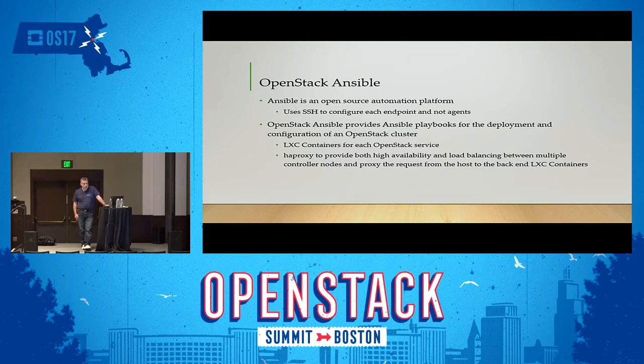OpenStack Ansible provides Ansible playbooks for the deployment and configuration of OpenStack. You don't have to do it this way, but with the default settings, I think it creates LXC containers for every service. So on your controller node, you have a container for Glance, Cinder, and Horizon. On the compute nodes, I'm not sure if you have the Nova services running on bare metal. I think you have Neutron running in a container.